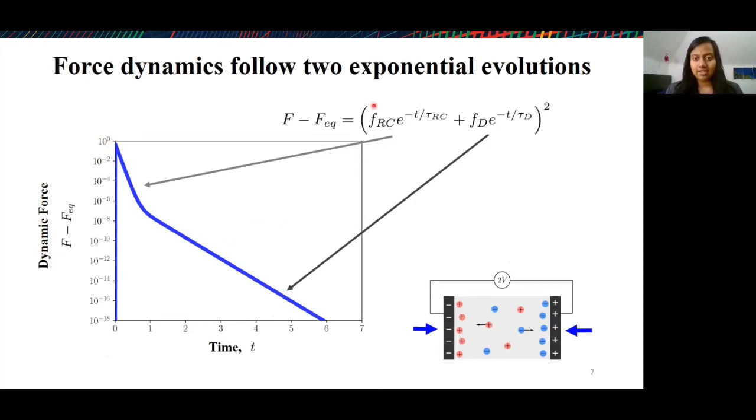This is also reflected in the expression that we derived, which is written up here, where you can see the two exponential functions that contribute to the total dynamic force. These two exponential decays or evolutions have two different timescales. So let's take a closer look at what these timescales are and what they can tell us about the system.